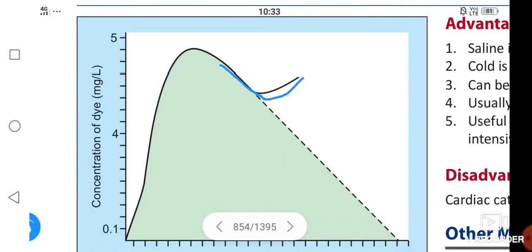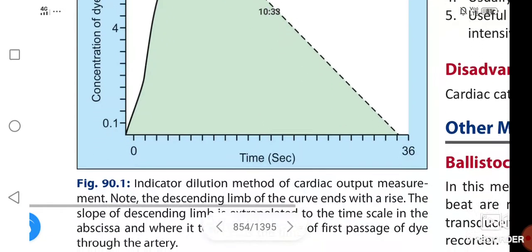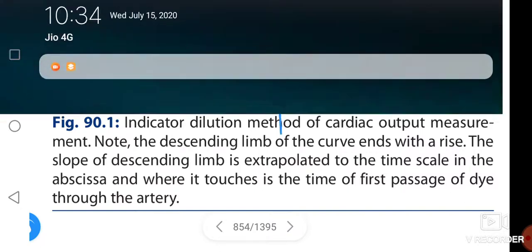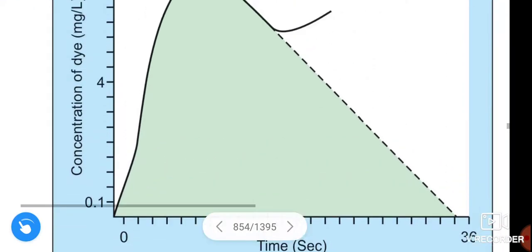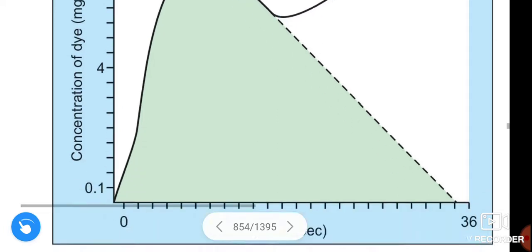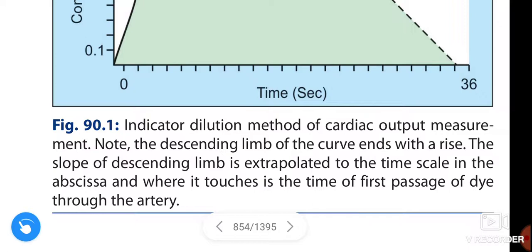The descending limb ends by rising. Okay, we see what is given here. Indicator dilution method of cardiac output measurement. Note, the descending limb of the curve ends with a rise. See, it is rising. The slope of the descending limb is extrapolated to the time scale in the abscissa, and where it touches is the time of first passage of dye through the artery.